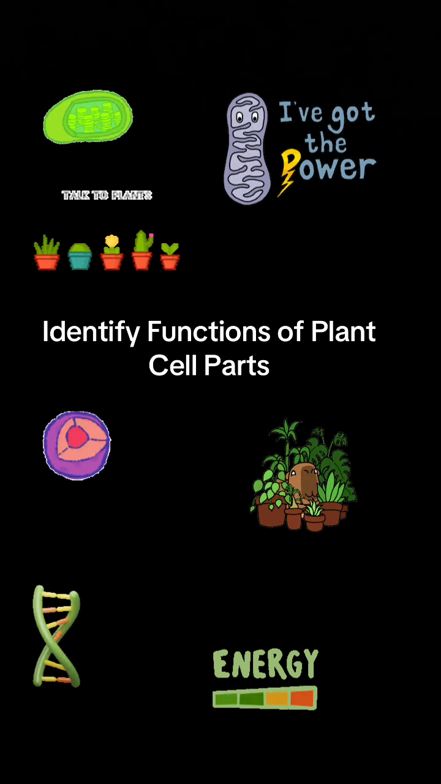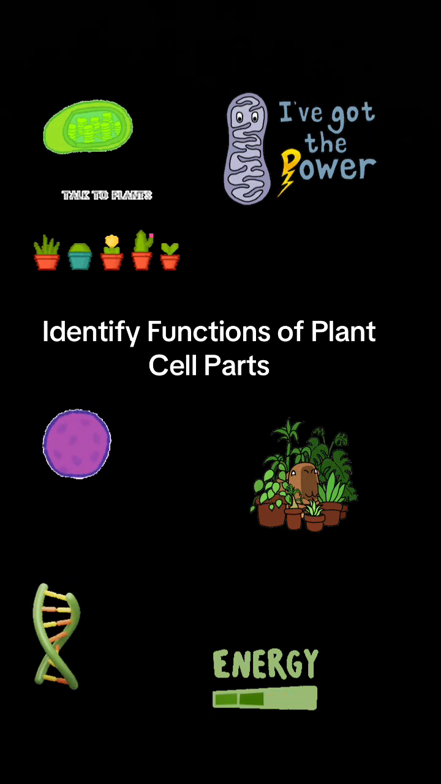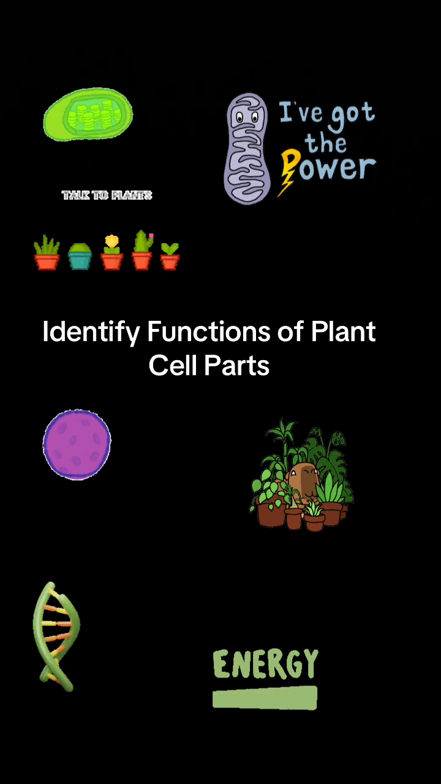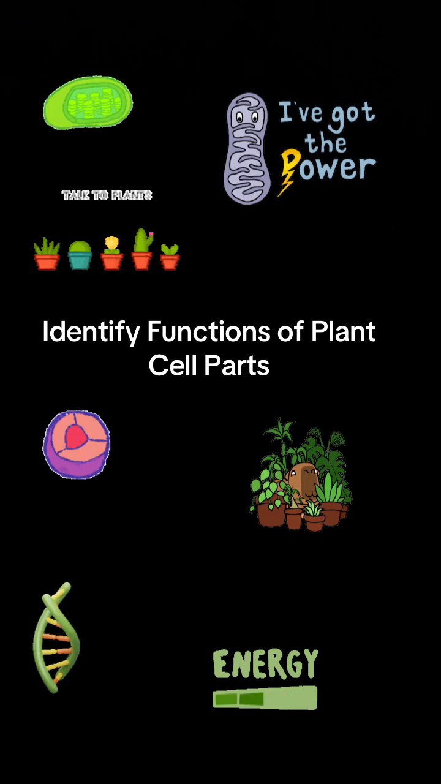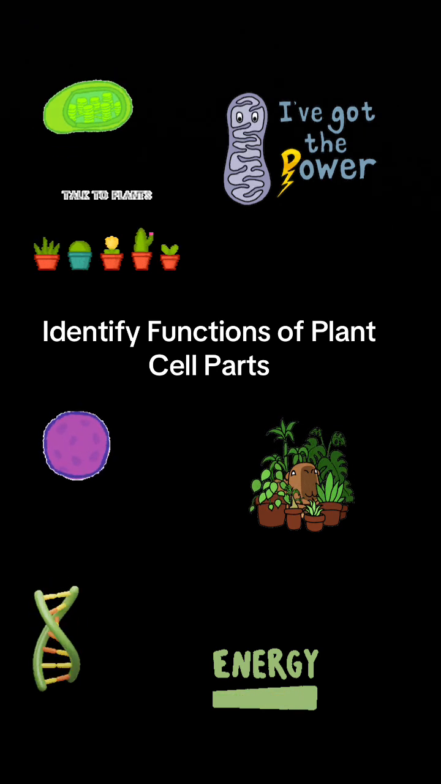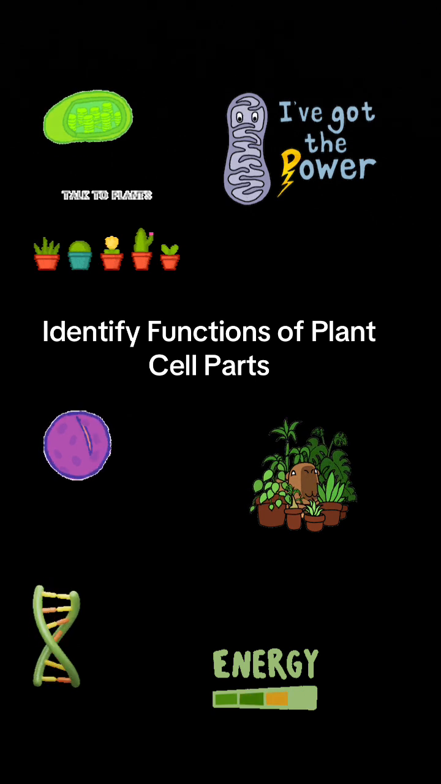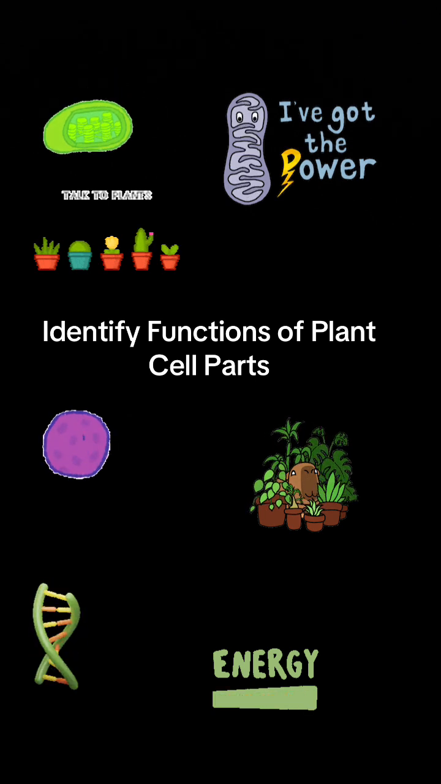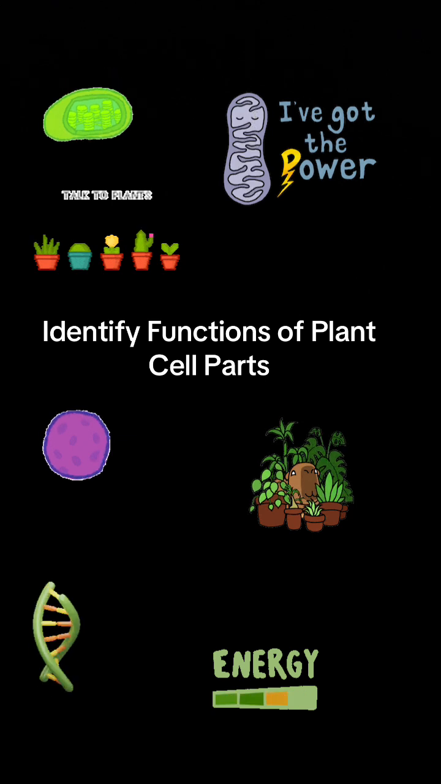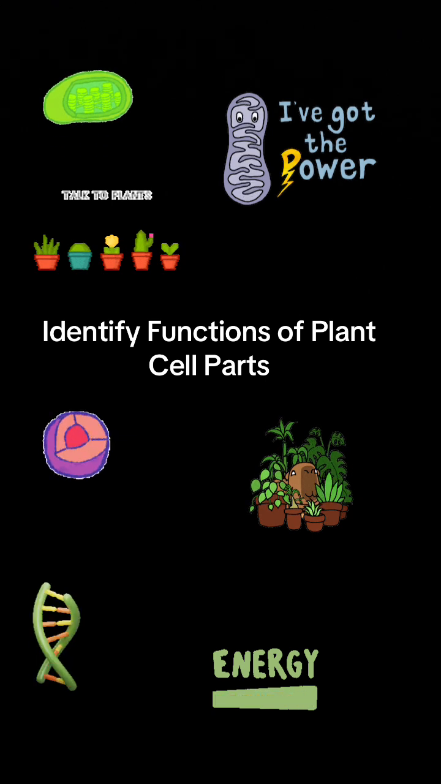What is a plant cell? A plant cell is the basic unit of life in plants, responsible for conducting all the necessary functions for plant growth and survival. They are eukaryotic cells, meaning they have a nucleus and membrane-bound organelles.